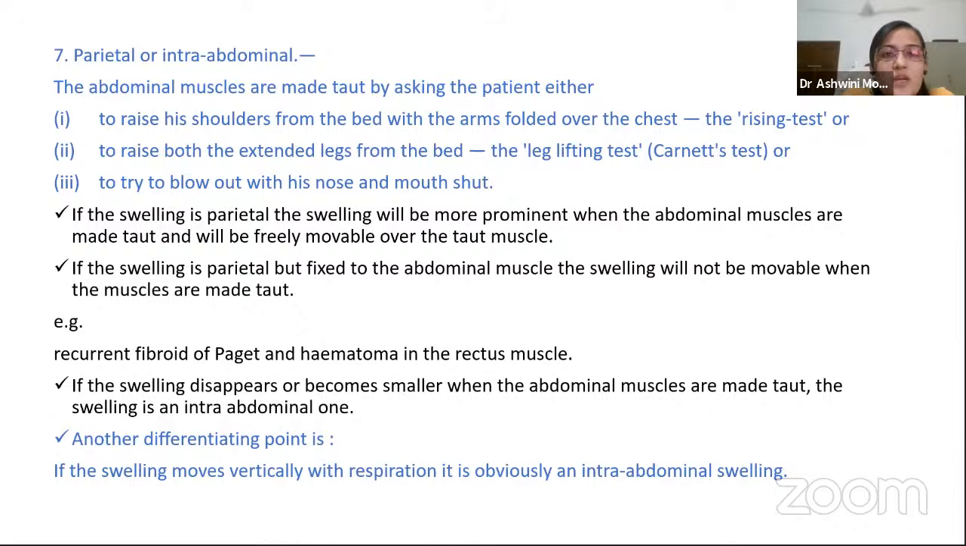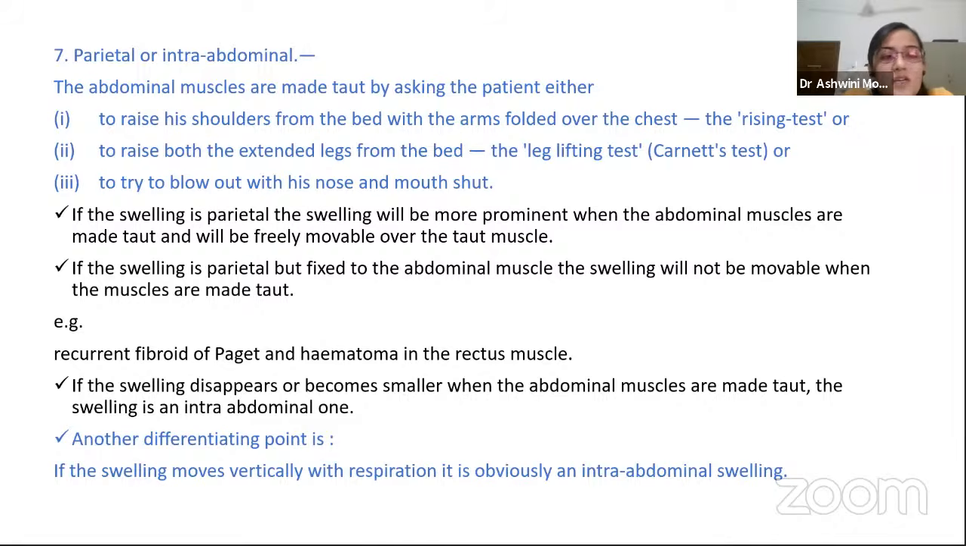By this three-method approach, we can appreciate whether it is a parietal or intra-abdominal swelling. If the swelling is parietal, it will be more prominent when the abdominal muscles are made taut and will be freely movable over the taut muscle. But if the swelling is parietal but fixed to the abdominal muscle, it won't be freely movable, but it will be prominent, obviously.